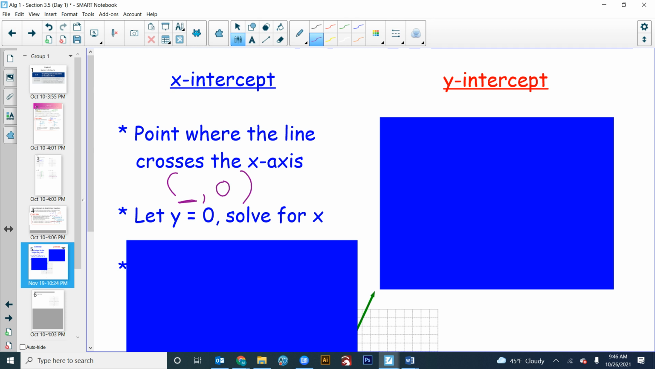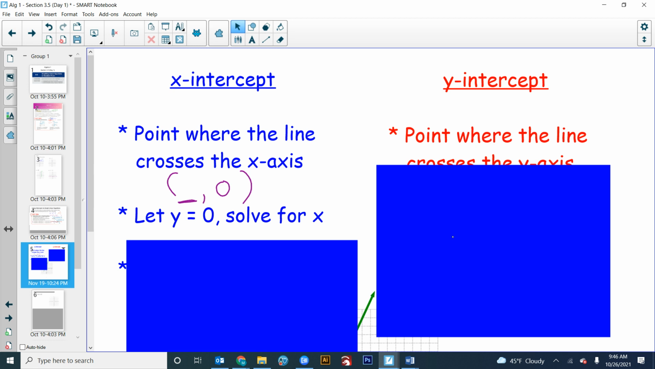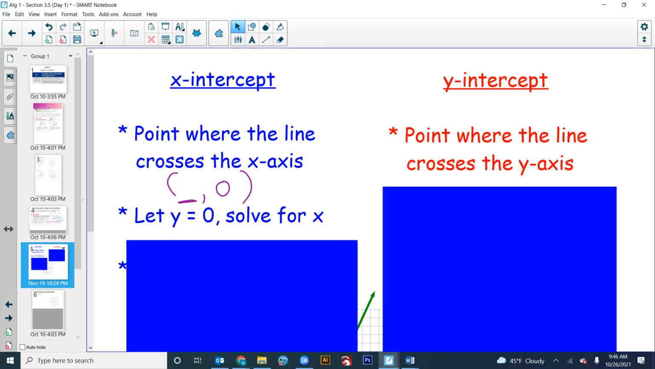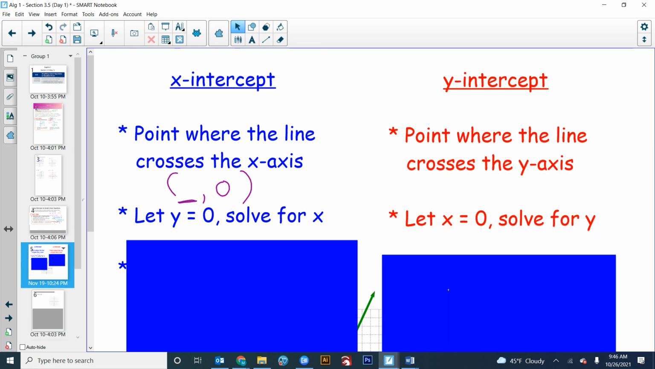Okay. Guys, y-intercept. Okay, it's where it hits the y-axis. And we're going to let x be 0 so we can solve for y. Then once we have the two intercepts, we plot the points, graph the line, boom, done. It's a very, very easy process.